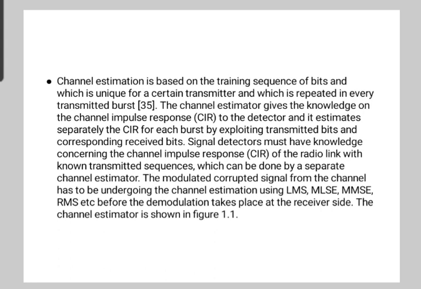The signal detector must have knowledge concerning the channel impulse response of the radio link with the known transmitted sequence, which can be done by a separate channel estimator. A modulated corrupted signal from the channel has to undergo channel estimation using LMS, MLSE, MMSE, RMS, etc. before demodulation takes place at the receiver side.